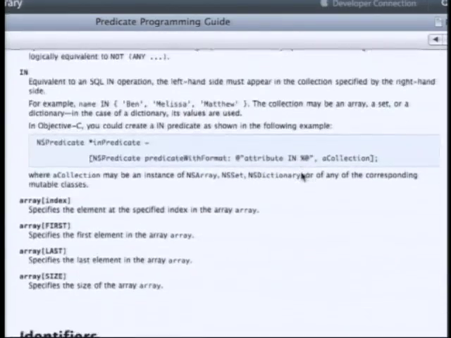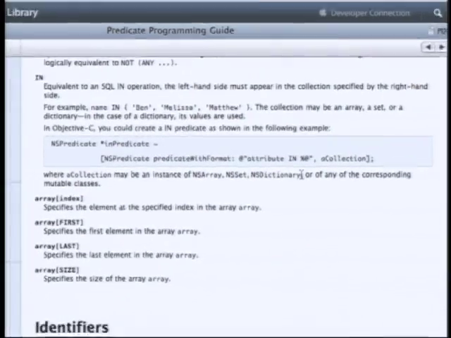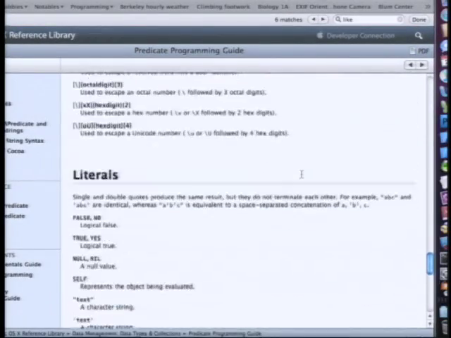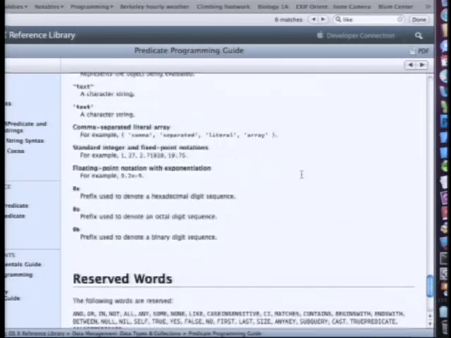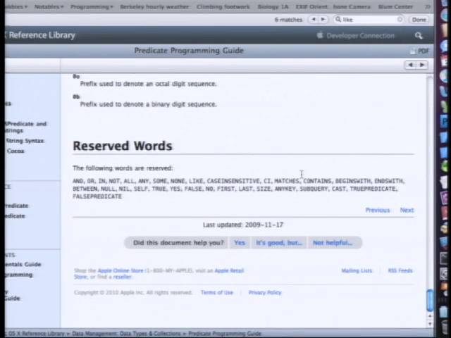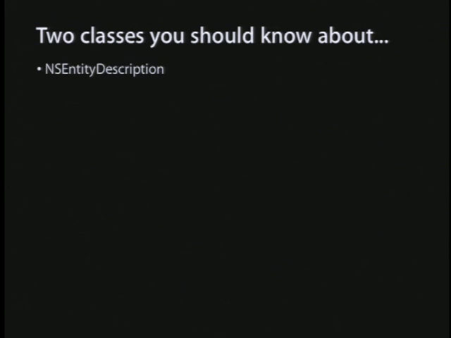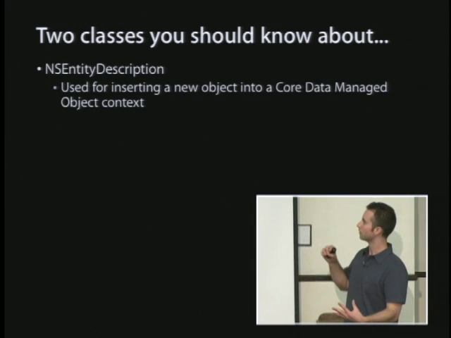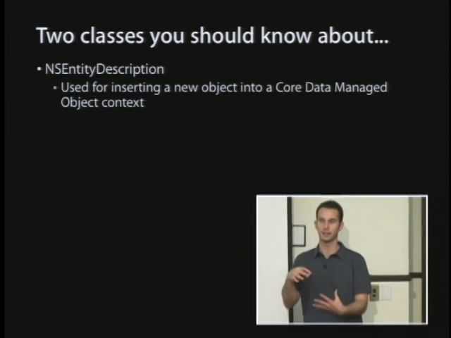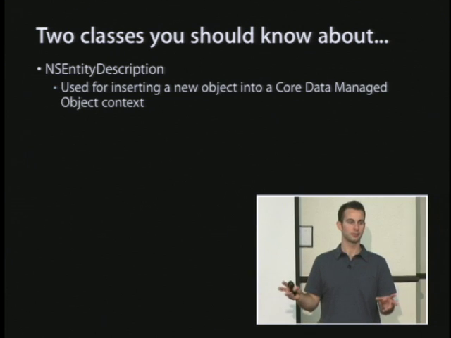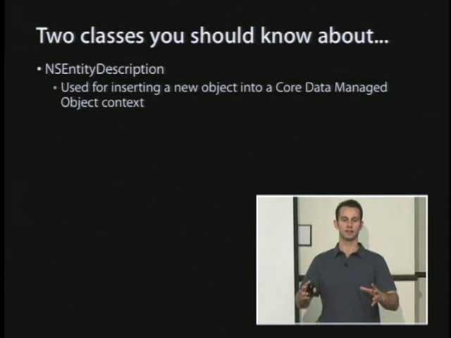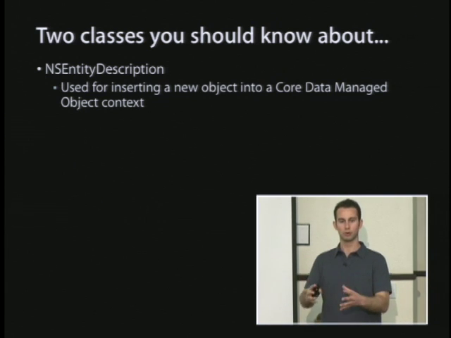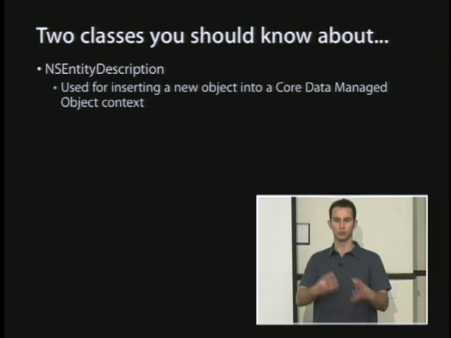But if you go to use NSPredicate or core data and you want to do complicated string matching, check out the docs, because this file is just full of things you can issue in your predicate strings to create custom NSPredicate objects. The second class you should know about for your homework is NSEntityDescription. It's the class you're going to use to insert an object into a core data managed object context, which is the controller responsible for being the interface between your application logic and your core data database.